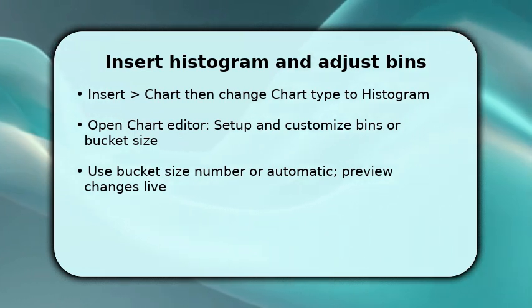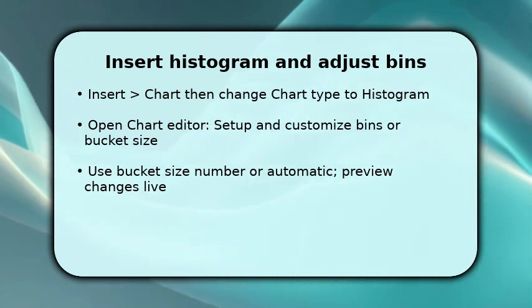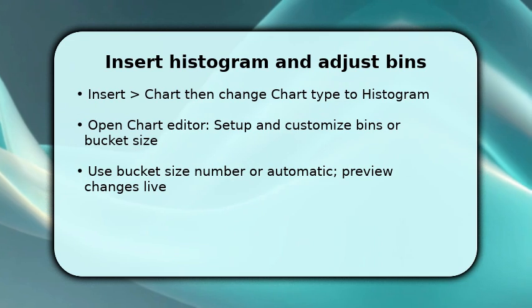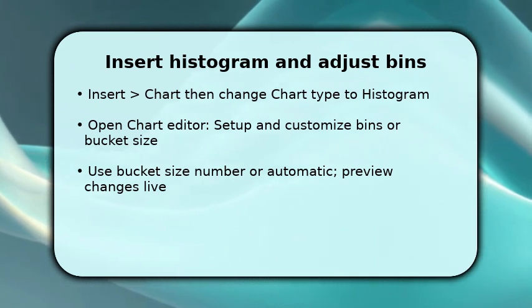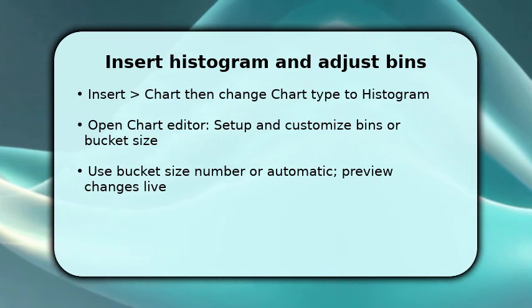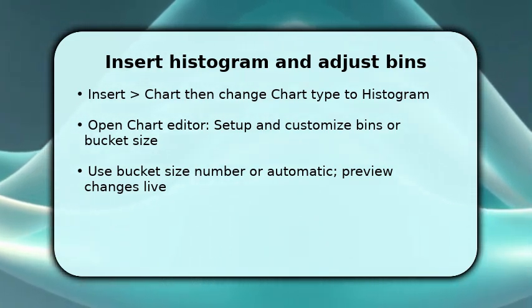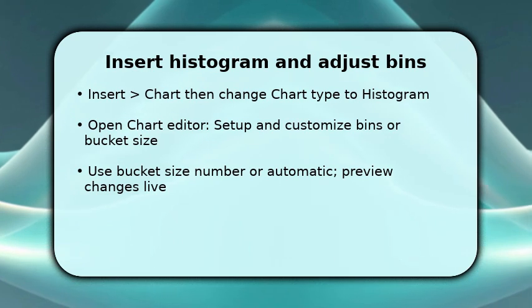Open Customize Histogram and set bucket size to a specific number for consistent intervals, or leave it on automatic for data-driven bins. Once you apply a bucket size, watch the preview update. Make sure to adjust axis ranges and labels so each bin communicates the intended distribution clearly to your audience.